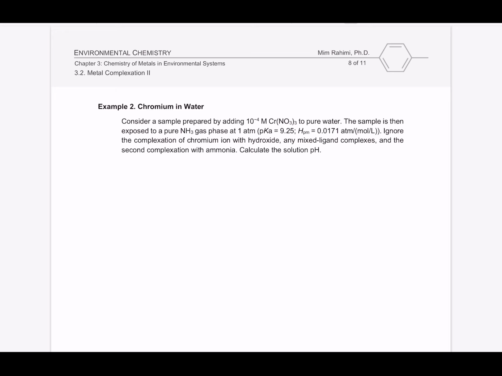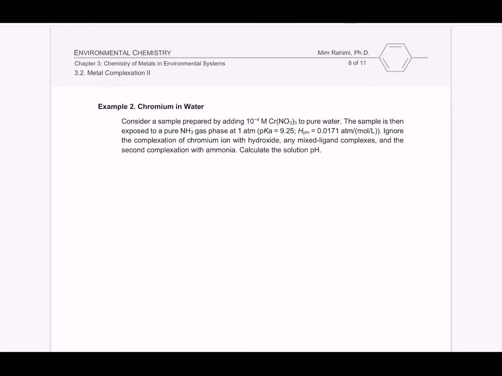So this is one example that combines what we've learned in this chapter and also the previous chapter. At the end of chapter 4, we make this more comprehensive by also adding a redox reaction and potential precipitation. So this would be the most comprehensive example that you see at the end of chapter 4. But here we're ignoring all the complexation of chromium with hydroxide, again for the sake of simplicity, but you know how to deal with 2 complexes from the previous example. And we're also ignoring mixed ligand complexes, and also the second complexation with ammonia.